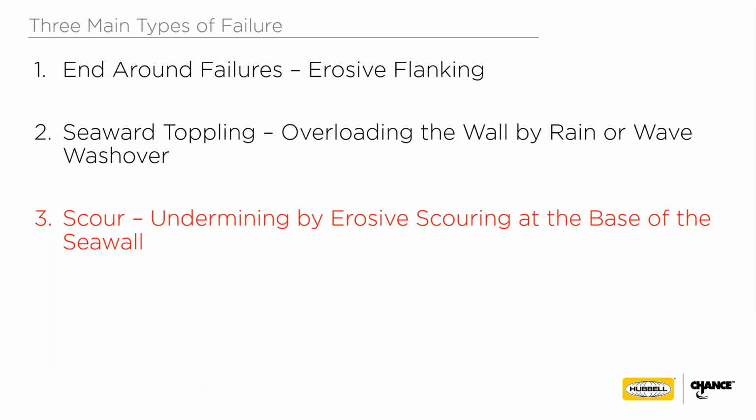The third type of failure is scour, where the wall is undermined and you're losing toe. Your wall has a certain amount of toe in under the ground, and exposed height above ground. By scour, you're increasing the exposed height and reducing the toe.